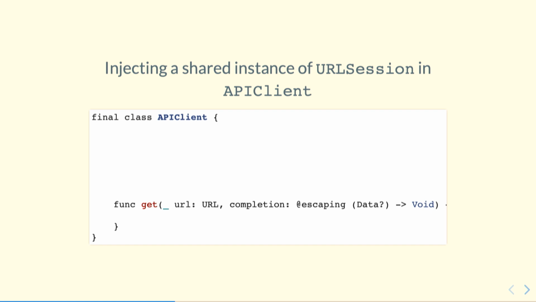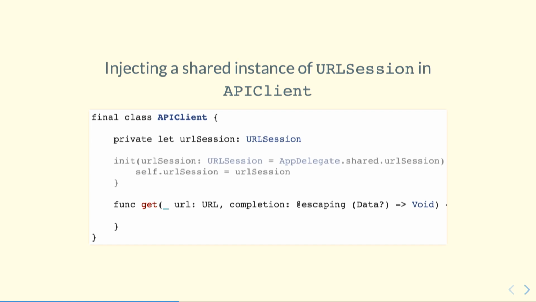So how could we try to inject an instance of URL session in the API client? We could, as Patrick was saying, just declare a private let of URL session, inject it from the initializer, and then use it. And you notice that here, we set a default parameter, and most of the time that's what developers do, because at the call site, there is most likely no URL session to provide to the API client when we build it. And so it's practical to use this default initializer.